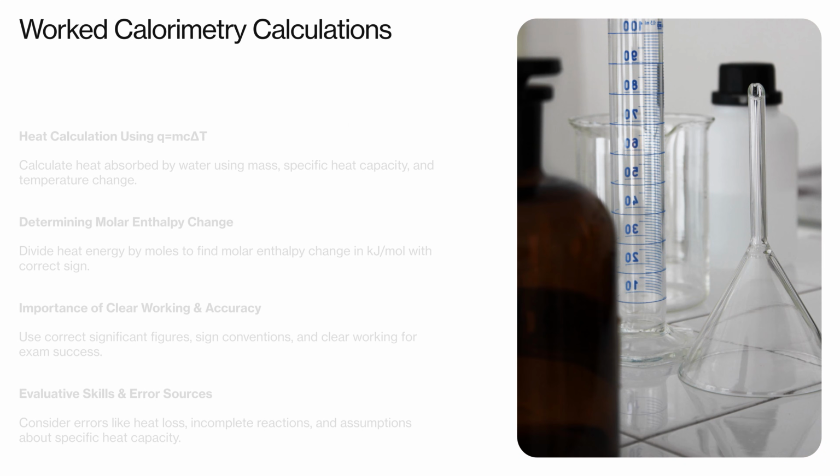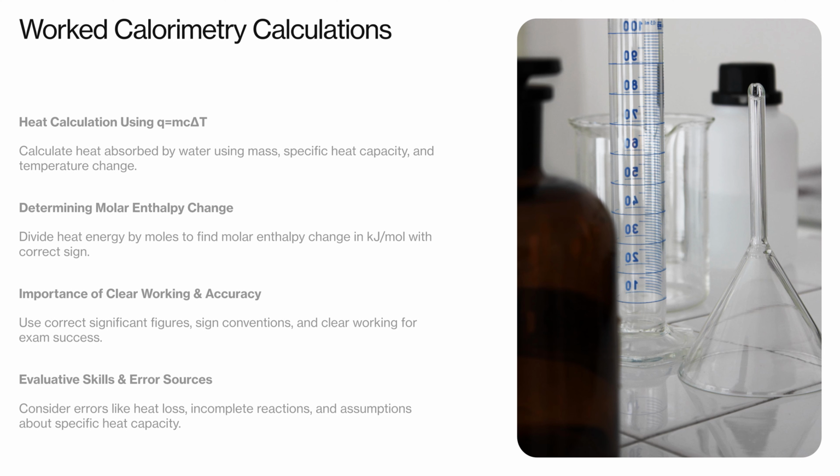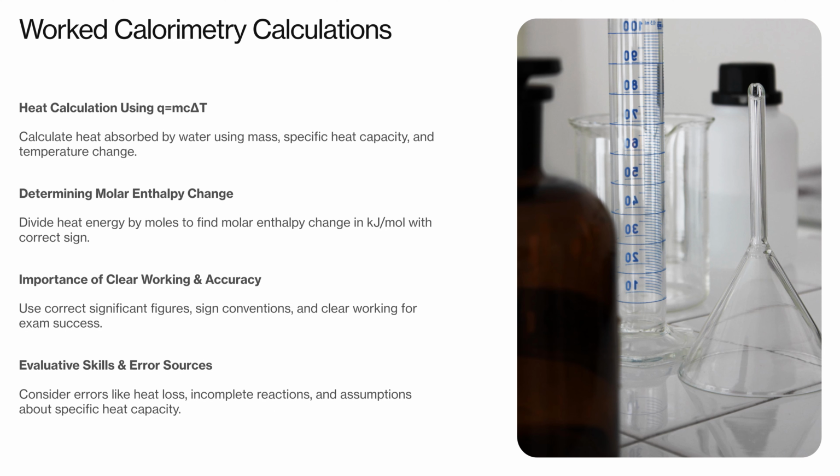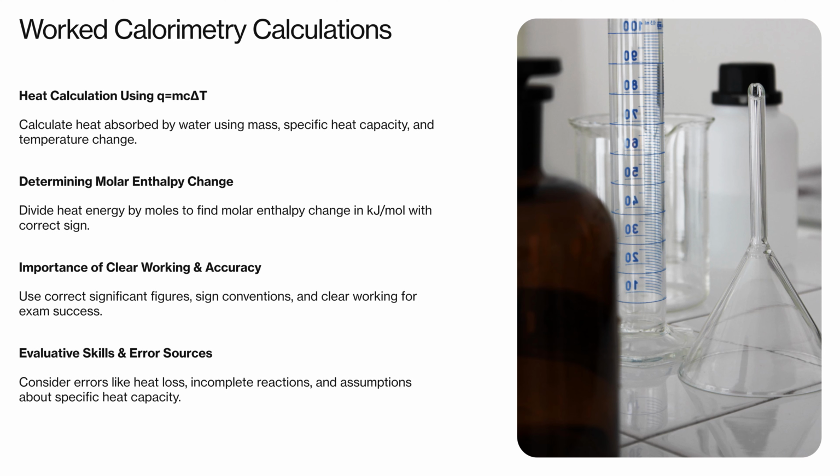Worked examples are essential for building confidence in calorimetry calculations. Consider a reaction in which 0.10 moles of a substance reacts and causes the temperature of 50.0 g of water to increase by 20.0 degrees Celsius. Using Q equals mcΔT, the heat absorbed by the water is calculated as Q equals 50.0 times 4.18 times 20.0 equals 4180 J. This energy came from the reaction, so the heat change of the reaction is minus 4180 J.